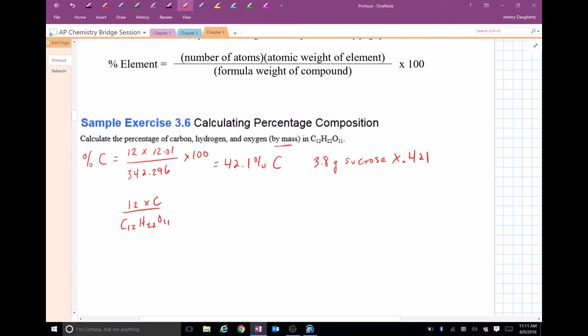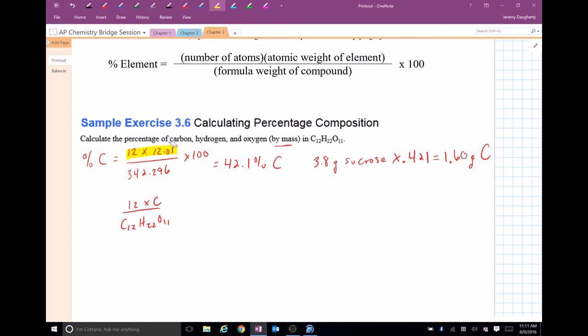And that's going to give me 1.60 grams of carbon. So that's how much carbon is in 3.8 grams of sucrose. If I'm going to do hydrogen, I'm going to do the exact same thing, except I'm going to have hydrogen here on top. If I'm going to do oxygen, same thing, except I'm going to have oxygen on top. So that's percent by mass, which we use often.